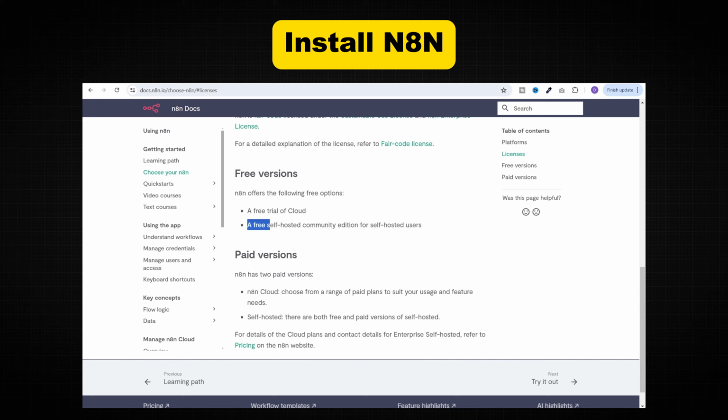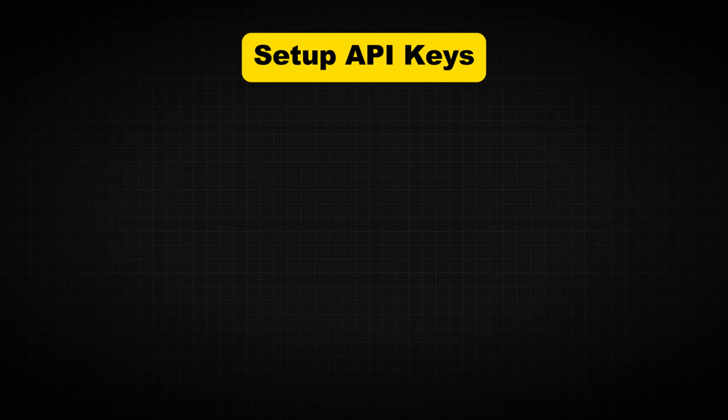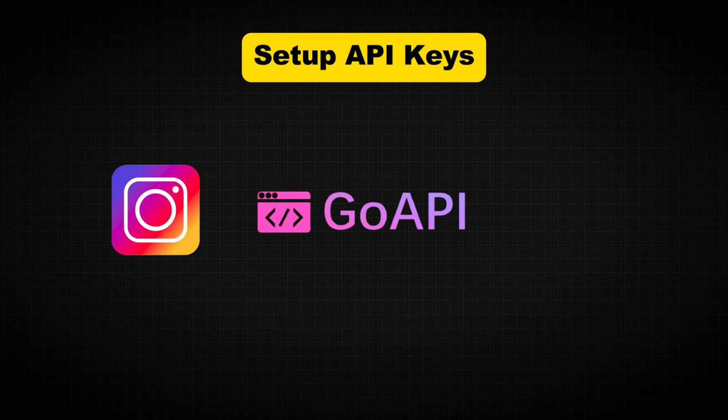You can run it locally on your machine or you can host it on your server. And you can create as many workflows as you want and you don't have to pay anything. Next, we will set up the necessary API tokens for Instagram, GoAPI, MidJourney, and OpenAI. These tokens will enable our workflow to interact with these services. Then, we will create a workflow in N8N.